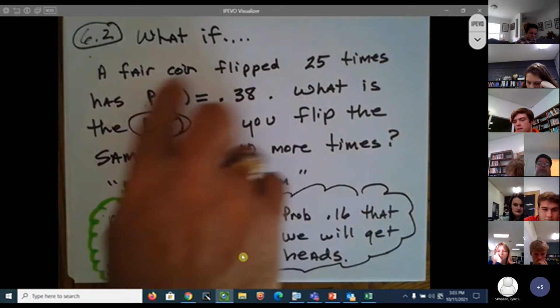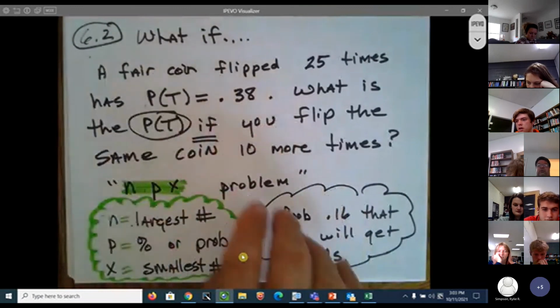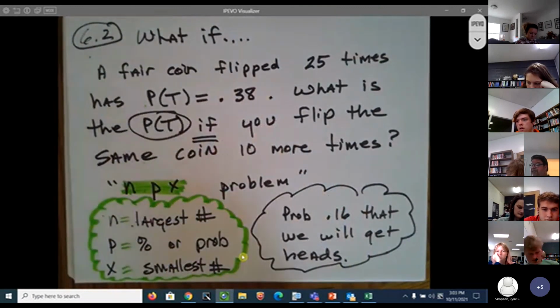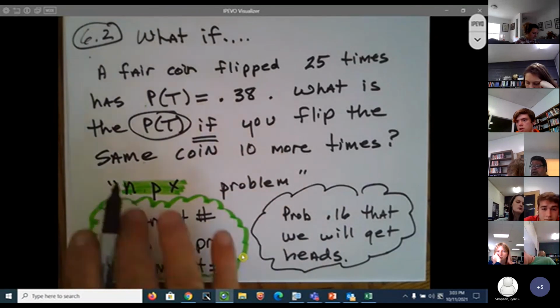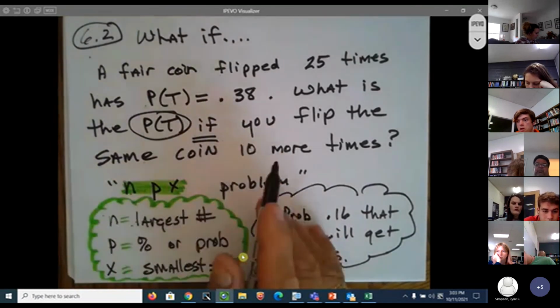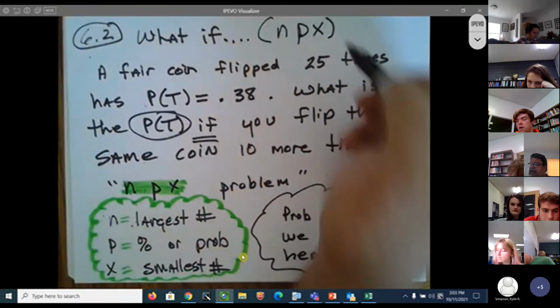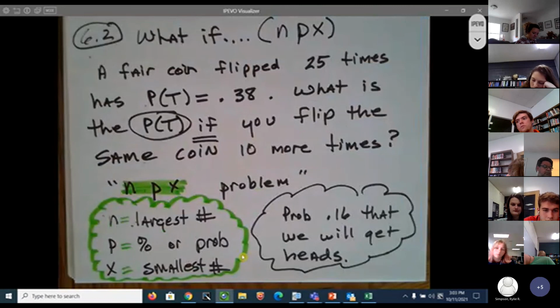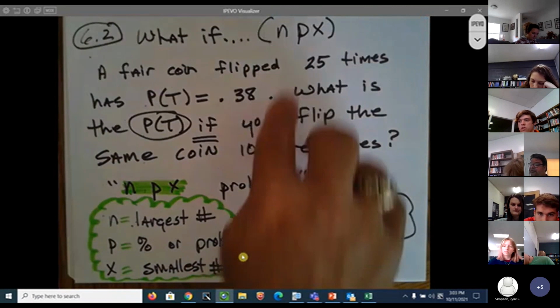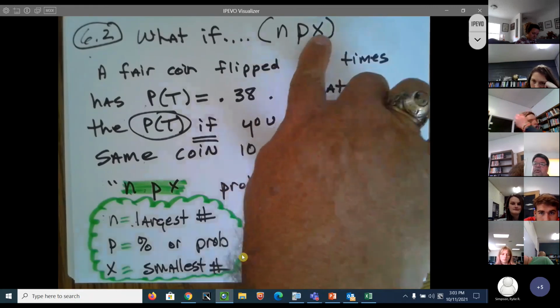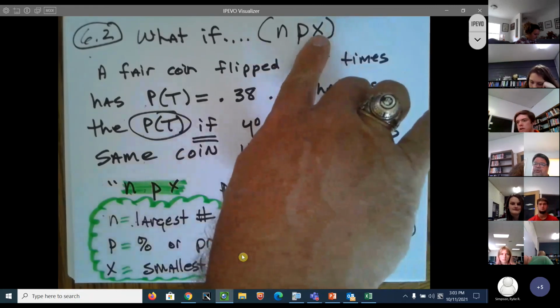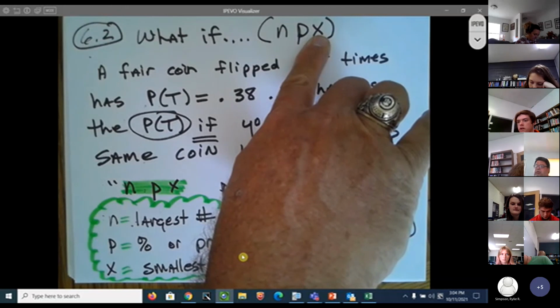Now, they're not always going to be like this. It may ask you, what is the probability of a flight being late? They're going to ask different variations of this problem, but they are all going to have N, P, and X: number of trials, a probability, and another number that's usually going to be smaller than the N.